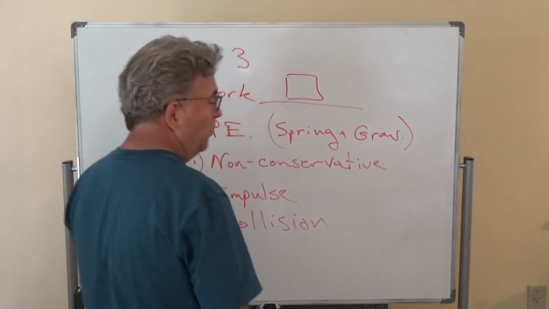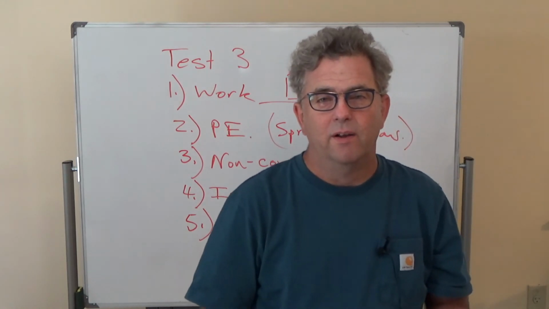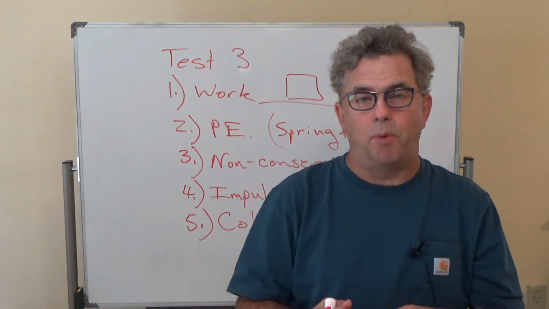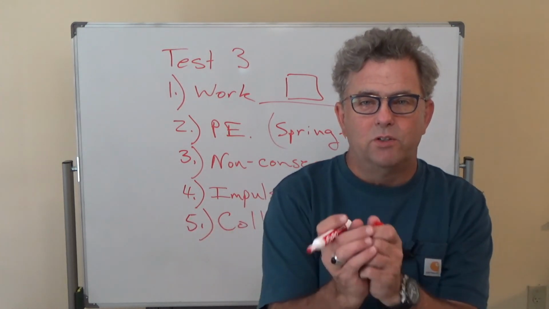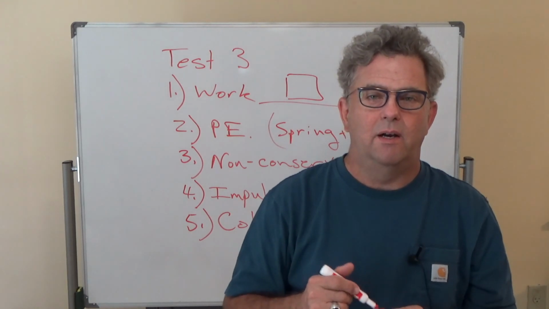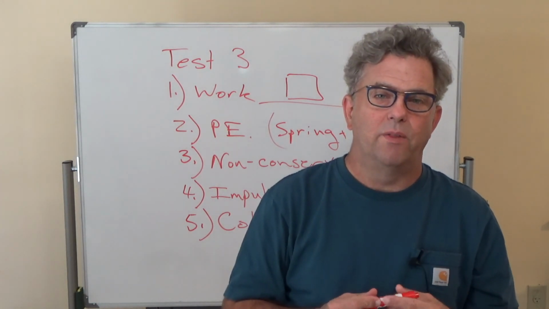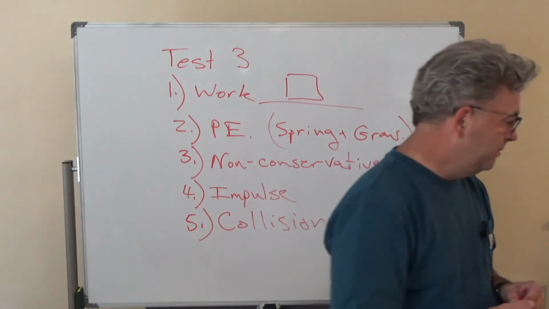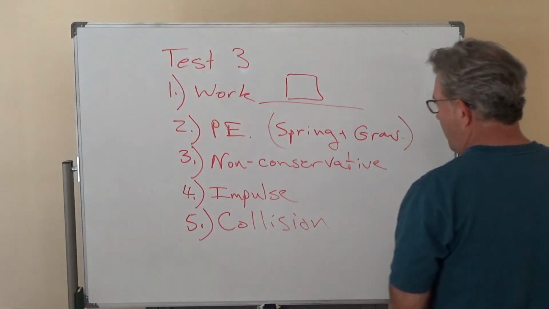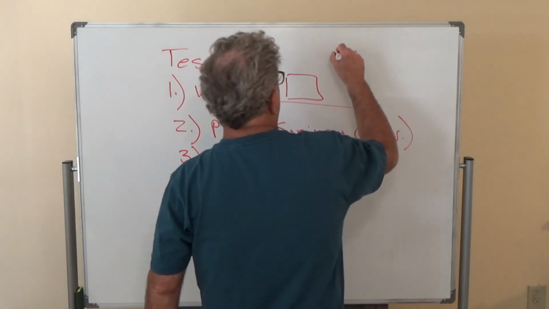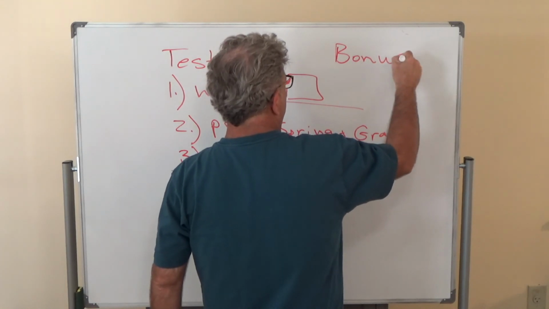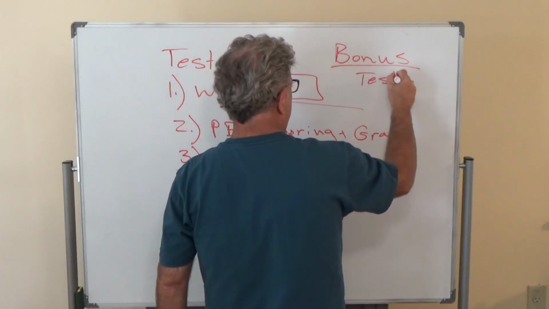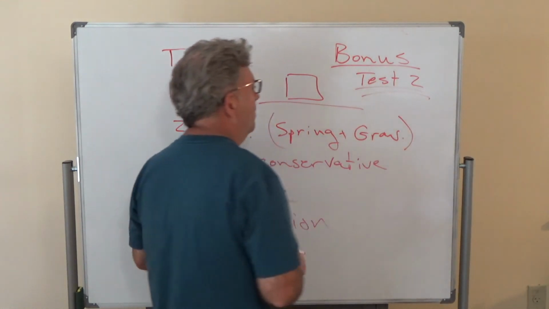Number 5, very straightforward collision problem, not like the one we just did. Okay? So if you watch the videos, you know there are elastic collisions, inelastic, sometimes called perfectly inelastic. That's where 2 objects stick together. Perfectly elastic, where there are absolutely no losses in kinetic energy, this kind of thing. And then the bonus will be something from test 2. Okay.